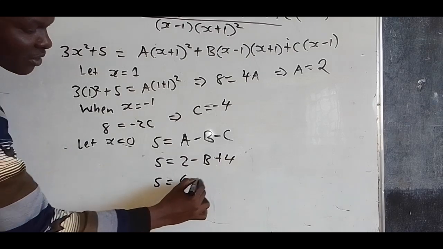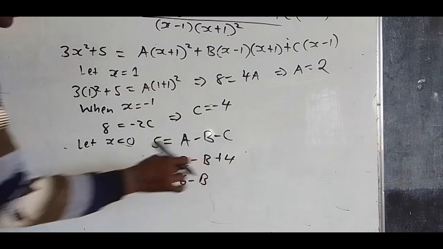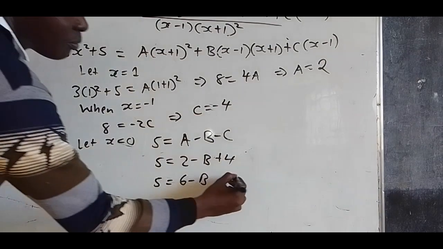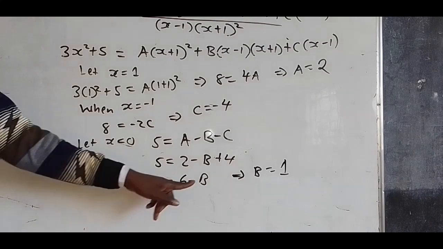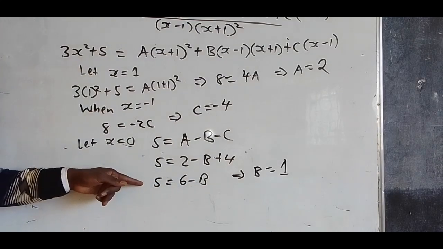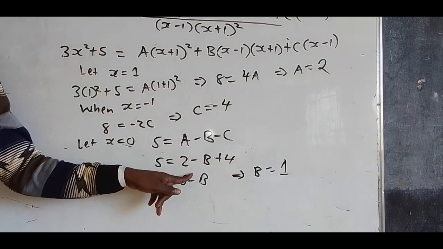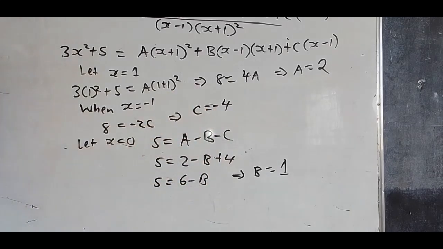So here this side you will remain with, what will you have? 5 is equal to 6 minus b. Remember the sign of b is negative, isn't it? So what is b? B is 1. Because when you bring b this side, it becomes positive. When you take 5 the other side, it becomes negative. So b is 6 minus 5, isn't it?